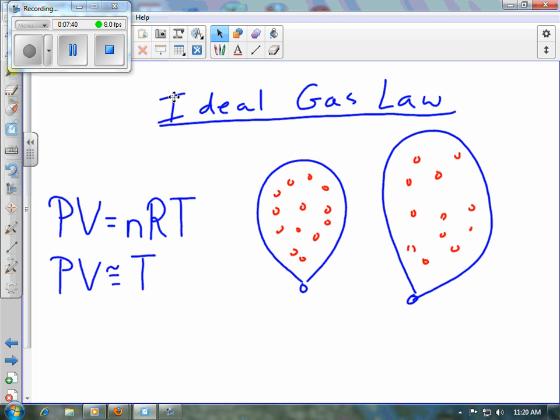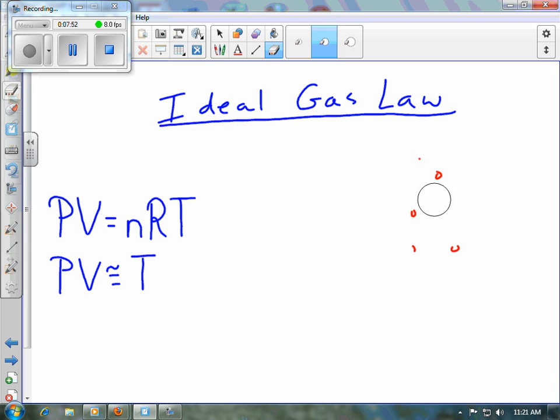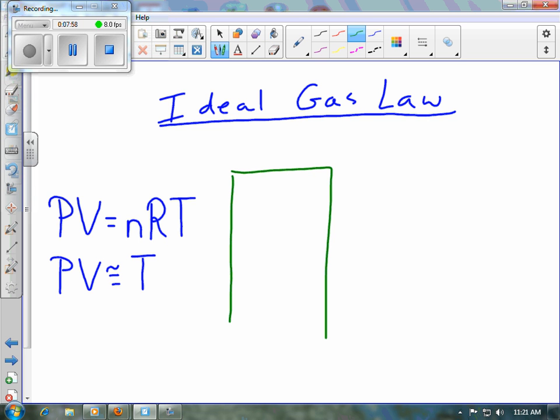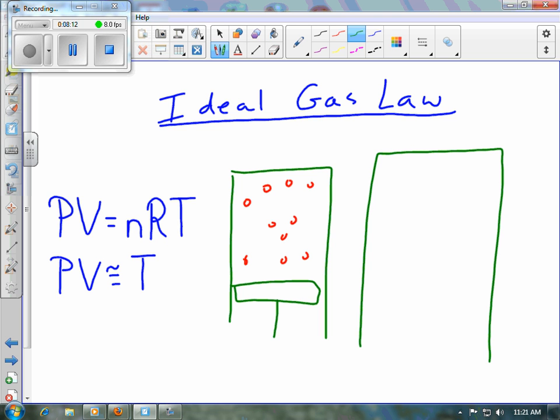Likewise, if you squish the balloon, and let's do it this way, let's use our cylinder example again and look at some more of the implications of this equation. Say you have your cylinder with your piston in it, and here's 1, 2, 3, 4, 5, 6, 7, 8, 9, 10, the molecules in your cylinder, and you squish the gas.